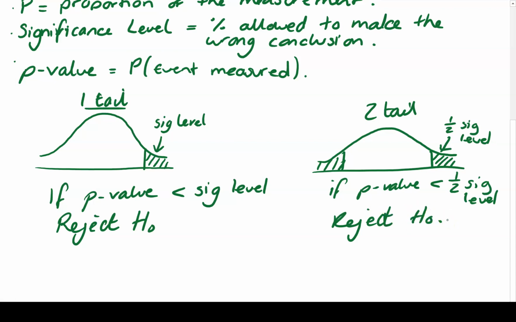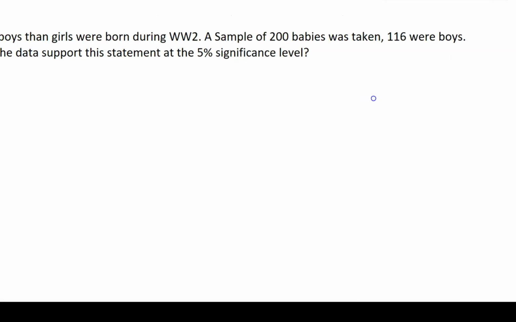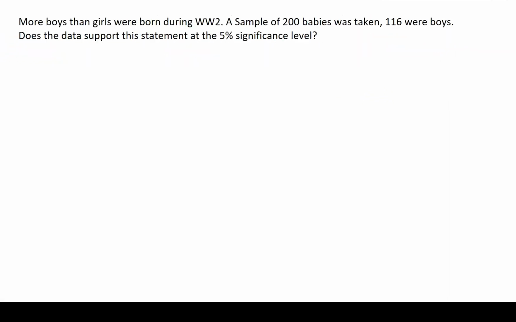Okay, so you're seeing if the probability of the event happening falls within the regions that are shaded. Right, let's get on to a couple of examples. So we are starting with boys and girls born during World War II. More boys than girls were born during World War II. A sample of 200 babies were taken, 116 were boys. Does the data support the statement at the 5% significance level?